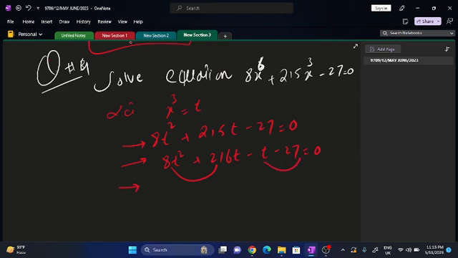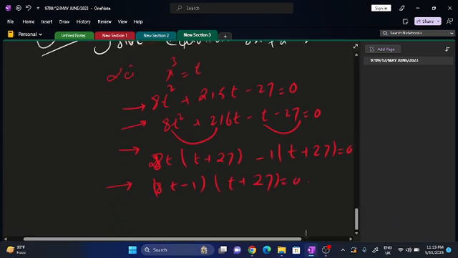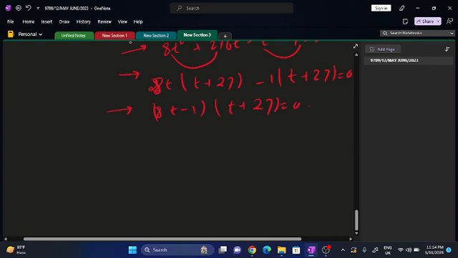After taking common factors, from the first pair 8t can be taken as common and inside I have t + 27. From the second pair, -1 can be taken as common and inside I have t + 27, which equals 0. That can be written as (8t - 1)(t + 27) = 0. So it gives me two cases: 8t - 1 = 0, and the second case is t + 27 = 0.